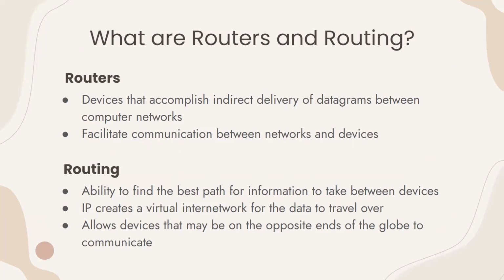So, what are routers and routing? Routers are devices that accomplish indirect delivery of datagrams between computer networks. They facilitate communication between networks and devices. And then routing is the ability to find the best path for information to take between devices. IP creates a virtual internetwork for the data to travel over, and this allows devices that may be on the opposite ends of the globe to communicate.